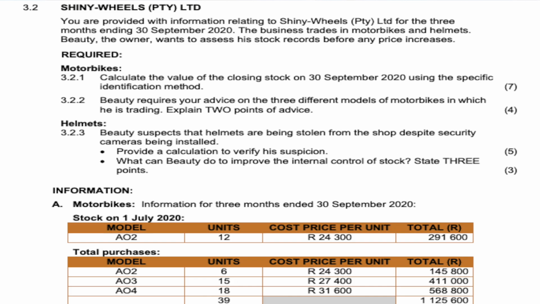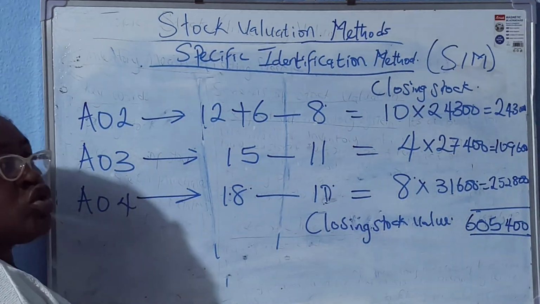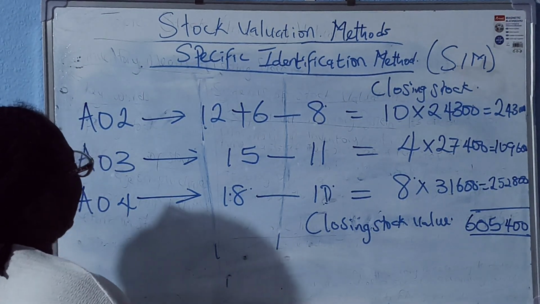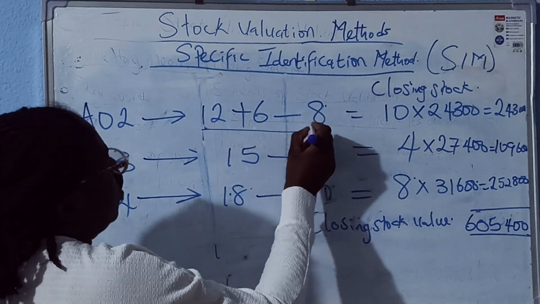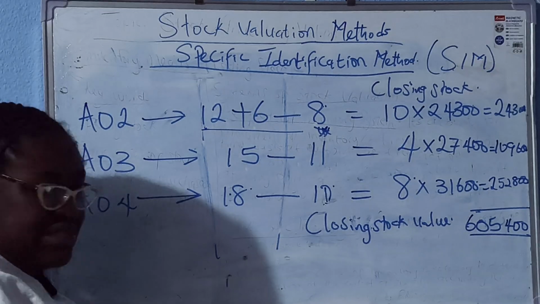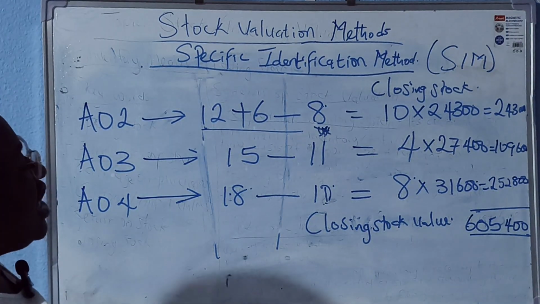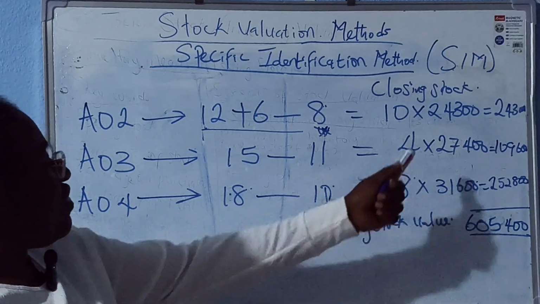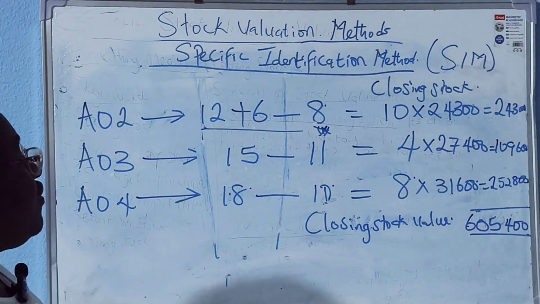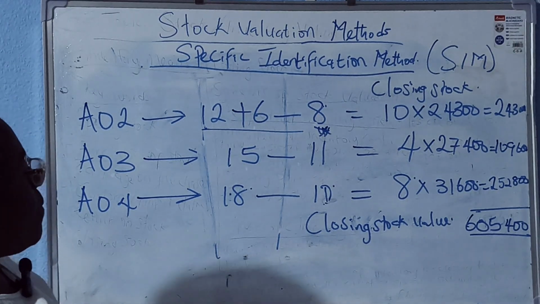Now, the next question here says, Beauty requires your advice on the 3 different models of motorbike in which he is trading. Explain 2 points of advice. Now, this person is asking for advice on which of these motorbikes he or she should stock more, or which should he or she stock less. Now, if you look at the AO2 motorbike, you can see that the sales for this product is the least, despite the fact that the cost price is very, very little compared to the other one.